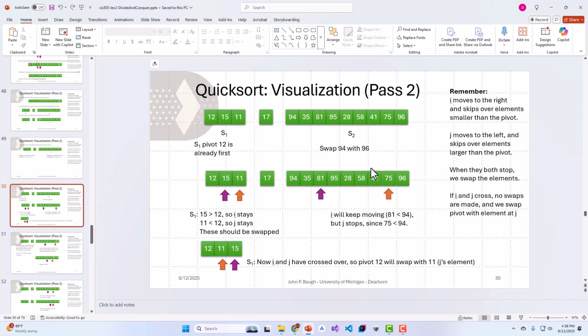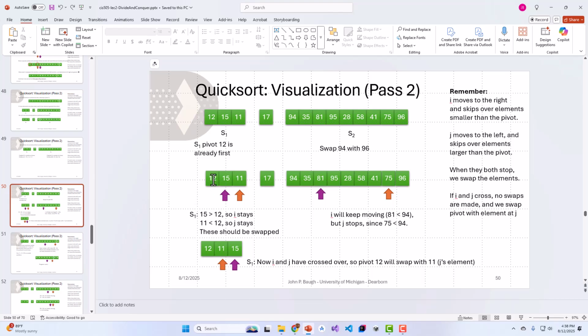So you end up with 94 being the pivot on this side, and then the 12 being the pivot on this side, right? I know there's a lot going on, so you might have to slow this down and rewatch this portion of the lecture a couple times if you are having trouble understanding it, and go through the slides a few times.